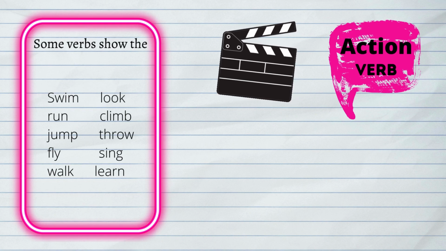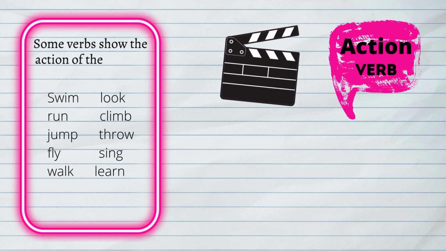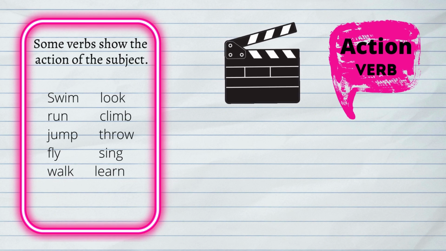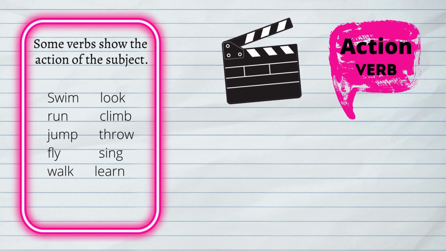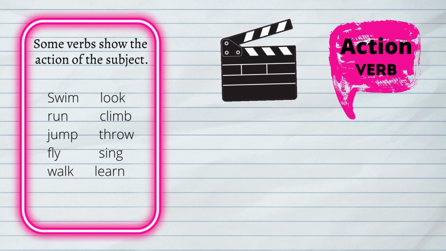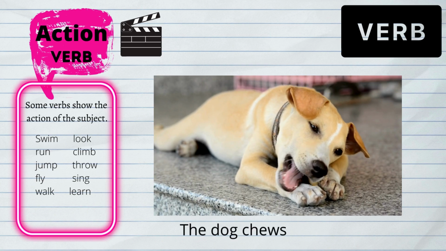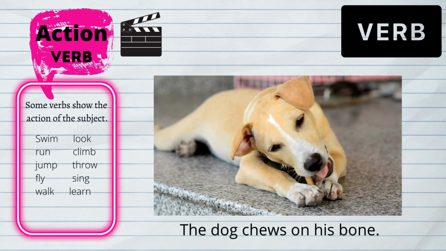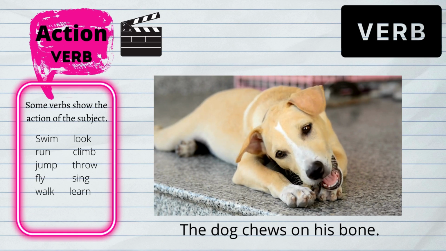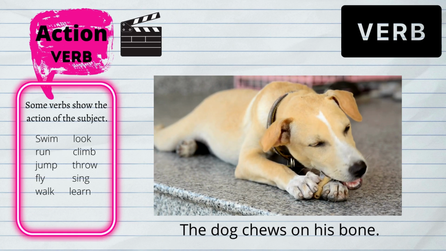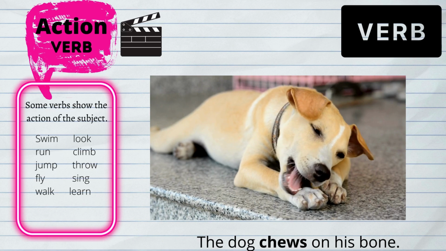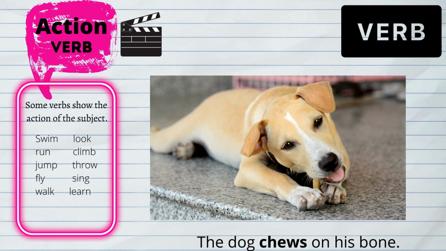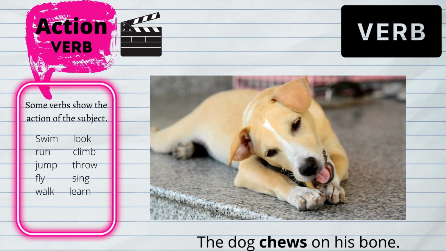Some verbs show the action of the subject. They're called action verbs. Some examples are swim, look, and run. Let's look at a sentence. The dog chews on his bone. Which word shows the action in the sentence? Chews. Chews is the action verb.